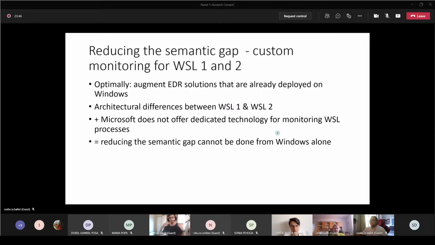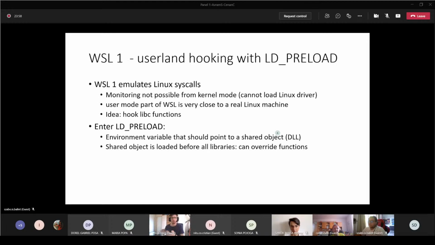So in order to reduce this semantic gap, we want to augment existing EDR solutions, and we have to take into consideration the architectural differences between WSL1 and WSL2. So we propose two separate solutions for them. For WSL1, since it emulates Linux system calls, we can rely only on user mode components for monitoring, and the solution that we chose is LD_PRELOAD.